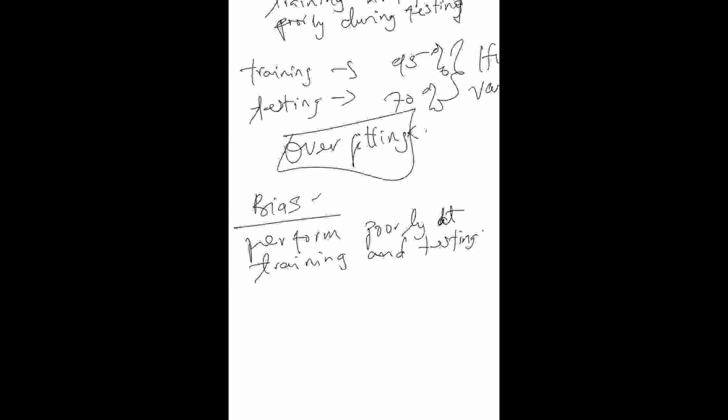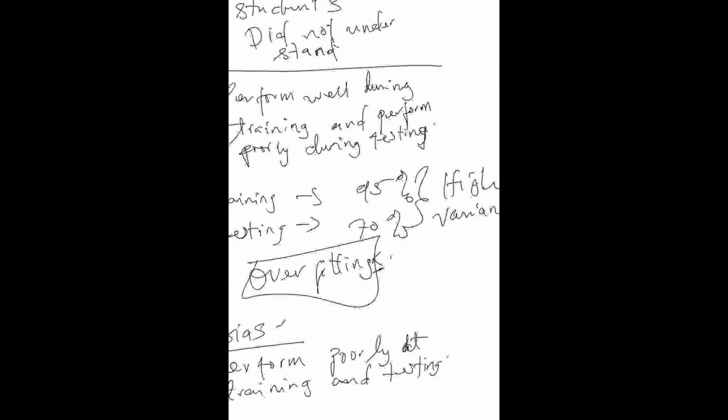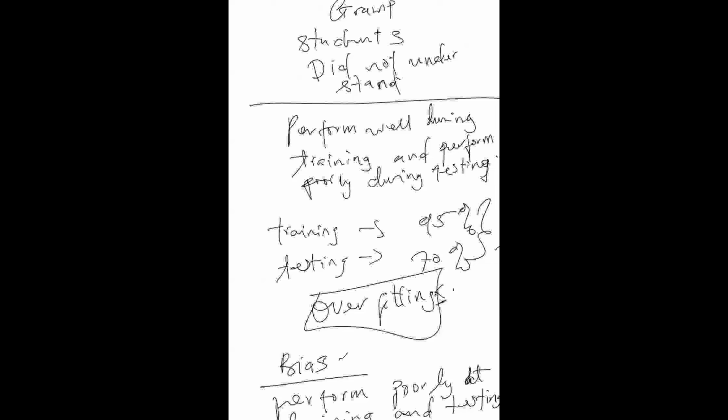Okay. Again, we'll look at the causes of overfitting. But again, let me just recap. Variance is a situation whereby your algorithm performs very well during training. That's why the word vary comes in. So high variance means the algorithm performs very well during training and then performs poorly during testing.